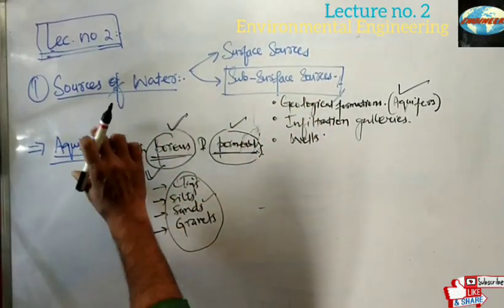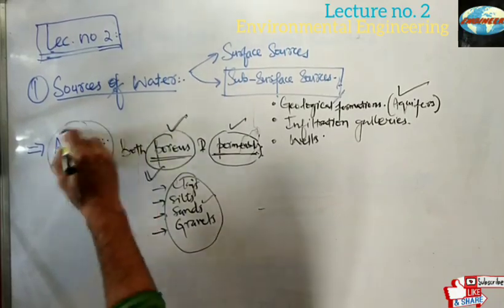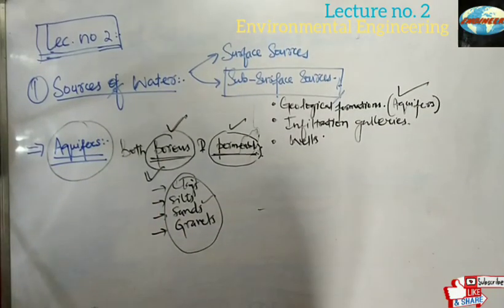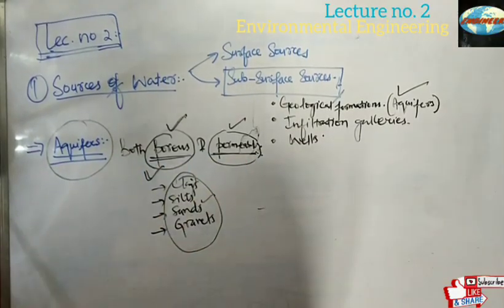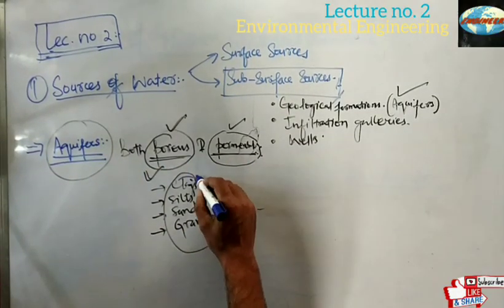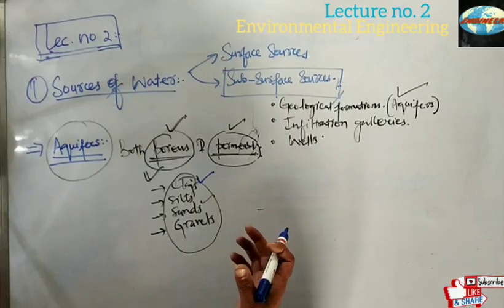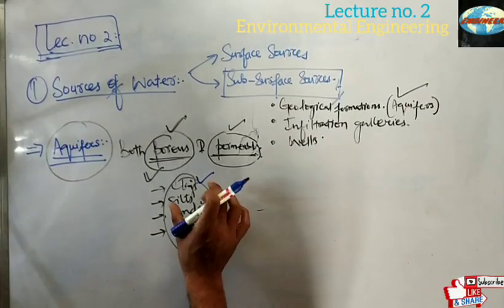Now, what are aquifers actually made of? Actually, aquifers are both porous and permeable. Now, if I talk about clays, clays are very fine. They are fine-grained soils.